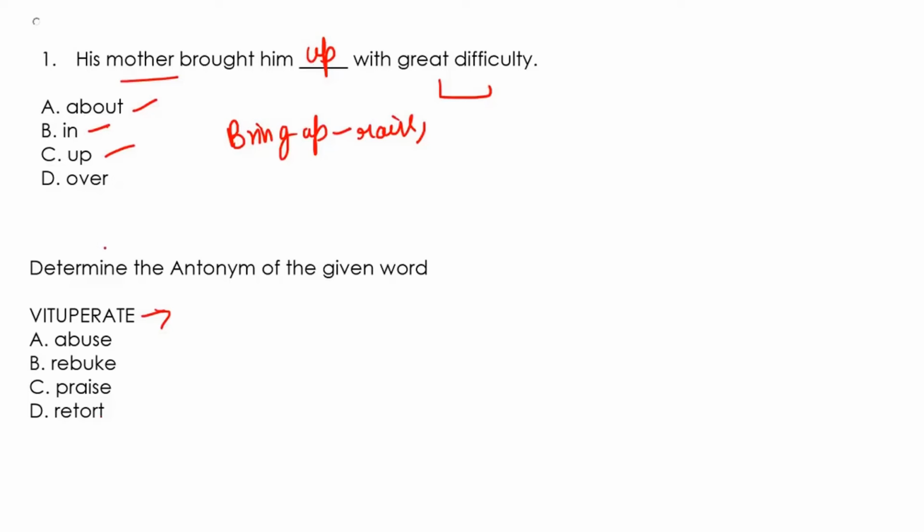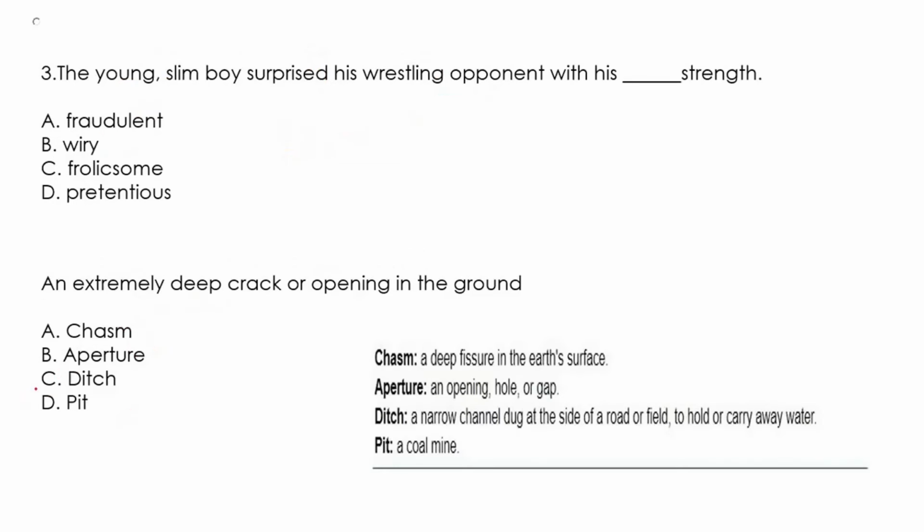So if you are talking, see, here we are condemning someone, means हम किसी की निंदा कर रहे हैं, right? So that's why abuse, rebuke, retort, these all are negative words, these all show negativity. So that's why abuse, rebuke and retort will be synonyms of vituperate. But as they are asking about antonym, what will be the antonym? Praise. Praise means किसी की तारीफ करना, किसी की प्रशंसा करना. So that's why praise will be the correct option. Let's see our next question.